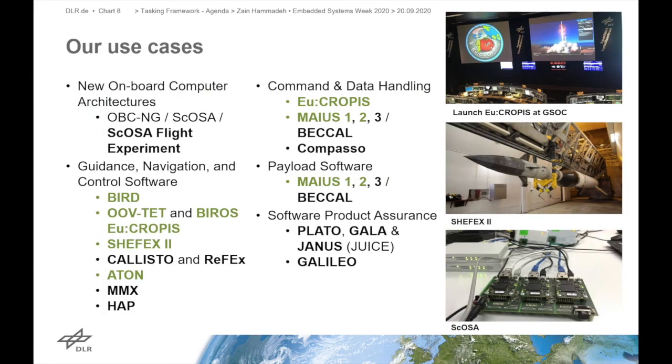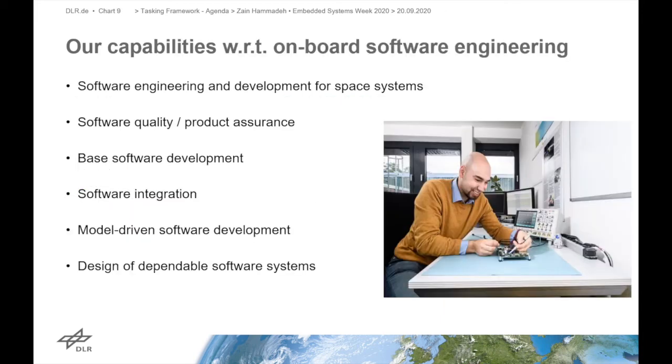The group addresses different topics in different projects, like new onboard computer architectures, as in SCOSA, guidance, navigation, and control software, as in Embird, command and data handling, as in MIOS, payload software, as in MIOS and PECAL, and software product assurance, like Plato. The group has shown success in onboard software engineering and development for space systems, as well as software quality and product assurance, model-based software development, software integration, model-driven software development, and design of dependable software systems.